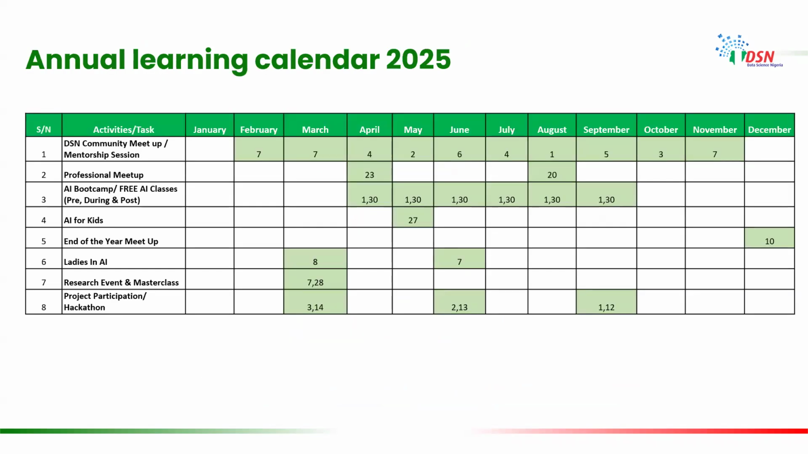And how are we able to make sure that we equip our community members? We have what we call the annual learning calendar. This is a structured learning calendar for our community members. You will see that we are currently in May, and if you can see my number 3 here, what we call the AI Bootcamp, free AI classes, is what we are currently doing. This is the calendar that we've been following strictly since January. Next month, you can see all the other activities that we have, and this is what we are going to be using through the year.